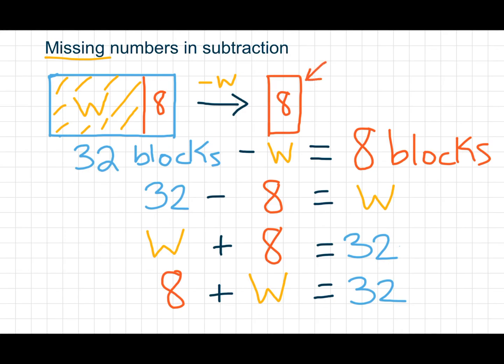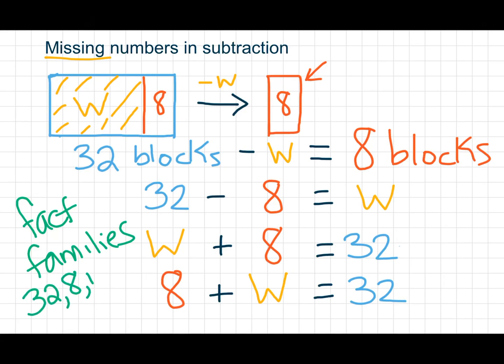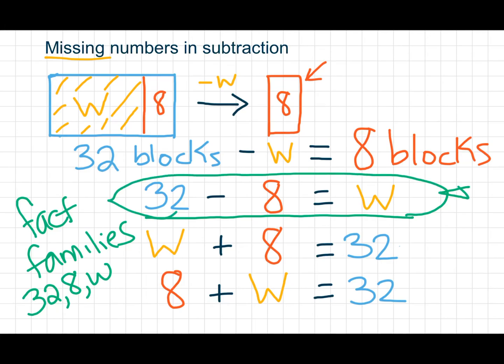Okay, again, we can use our knowledge of fact families to figure this out because this fact family is 32, 8, and this missing number W. So that means that 32 minus W is 8, 32 minus 8 is W, W plus 8 is 32, and 8 plus W is 32. So you may see that this equation right here will give us our W. It's just 32 minus 8. Now you could do this with any subtraction problem.